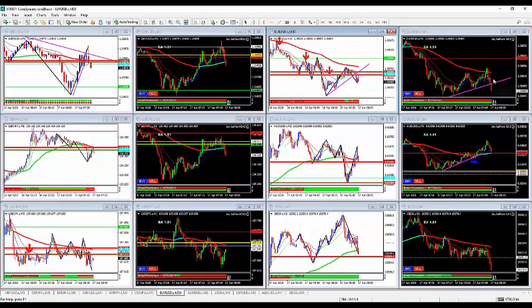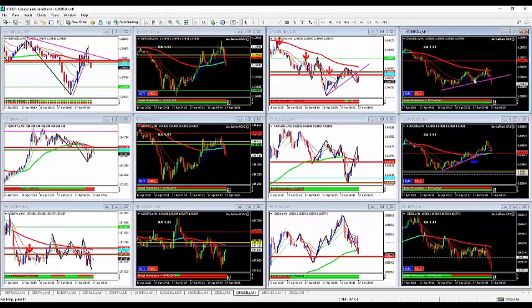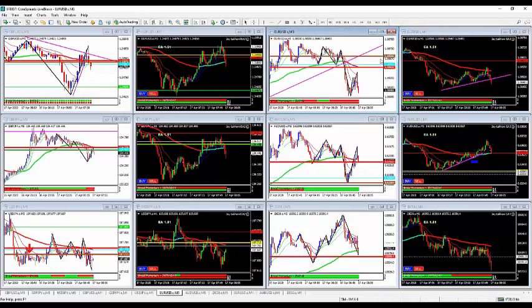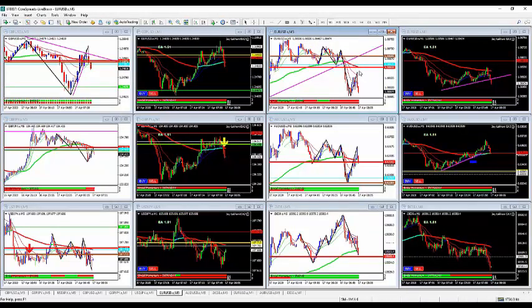I would want to see a mini pullback. Here it's broken, so a mini pullback, and then we can take a short trade here. I'll go back over onto the 5 minute chart. The 30 was okay. The 5 is a very little pullback. That's your 1, that's your 2, that's your 3. It's a very little pullback there.